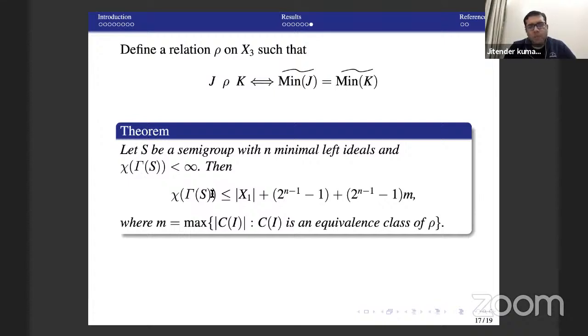Okay, and basically this work is still in progress, and we are working on the automorphism group and metric dimension; all kinds of results we are still working on. But this is again a very interesting result which we have observed, which gives an upper bound of the chromatic number of this graph.